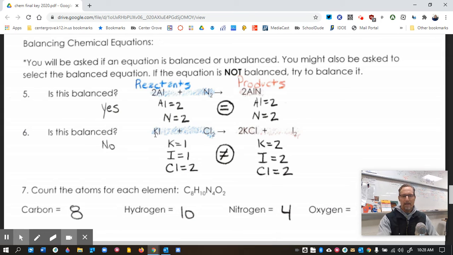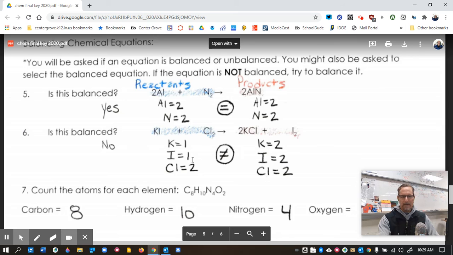Down here, I have potassium and iodine, and I'm combining that with chlorine. So there's 1 potassium, 1 iodine, but 2 chlorine. And over here, I have 2 potassium, 2 chlorine, because again, that 2 applies to the entire molecule, and 2 iodine. So that one is not balanced.